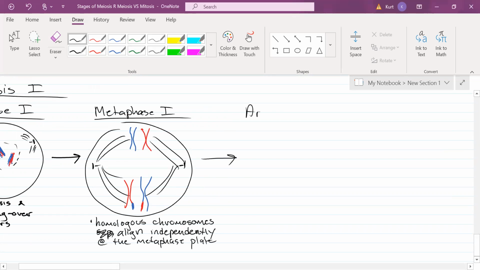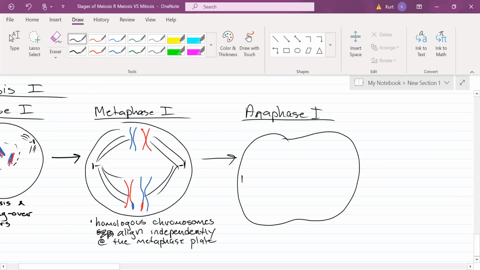Okay, next we have anaphase 1. Chromosomes are getting pulled apart, or the chromatids being pulled apart.